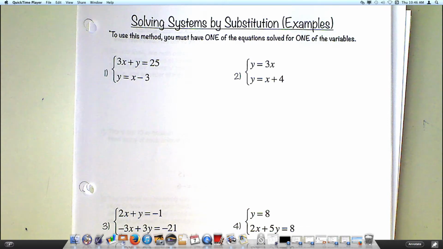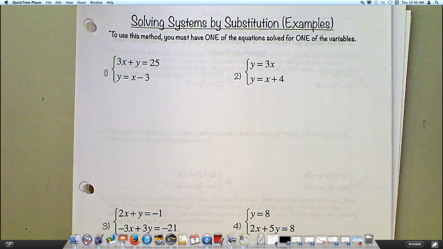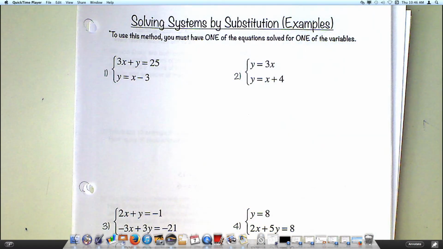Okay. So the key to doing substitution is to get one of your equations to have one of the variables by itself. Doesn't matter which equation, doesn't have to be both of them. Sometimes it is, but it doesn't have to be both. And it doesn't have to be y. I know you're used to getting y by itself for slope-intercept form, and so that's what people always want to do. But if you can get x by itself, that's fine too.